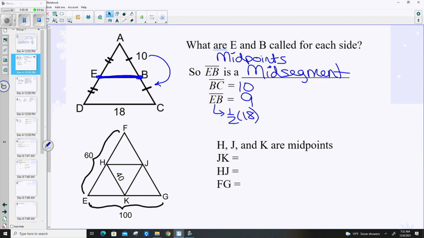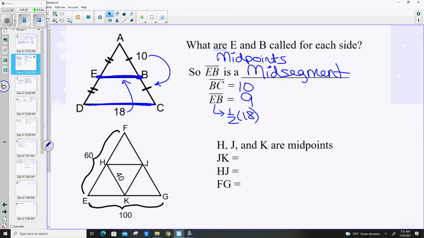So whenever you're looking at these mid segments, one, you got to check to make sure you have midpoints. But two, figure out which one it's parallel to, and it's going to go half of that to get to the mid segment. Mid segment's always the smaller one. It's got to be, because it's in the middle of the triangle versus the bottom of the triangle. It's got to be smaller.